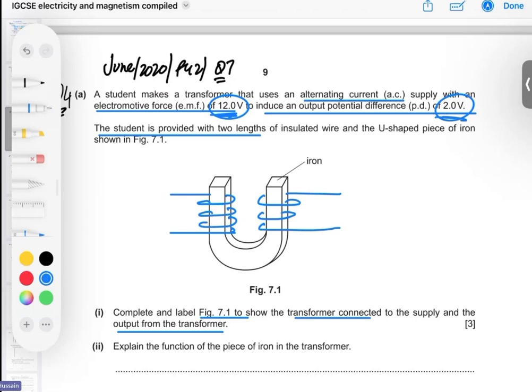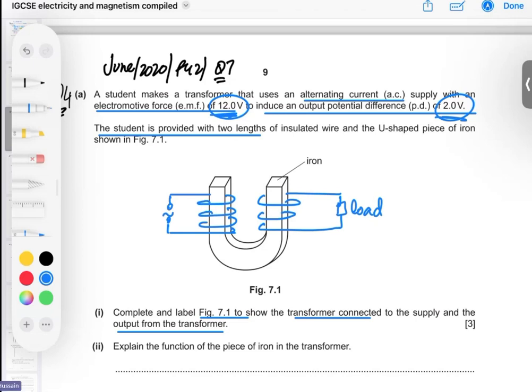So this is the supply. And is this supply alternating? Yes, it is. How do you represent alternating supply? Just with a wave like this between two dots, and you can just connect a load over here. All right, load. So that's how you do this. Explain the function of the piece of iron in the transformer. So why is this iron used in a transformer? It should be used to link magnetic fields from the primary coil to the secondary coil. Hmm?